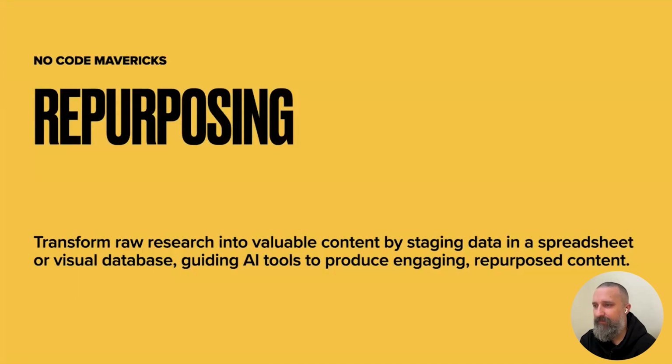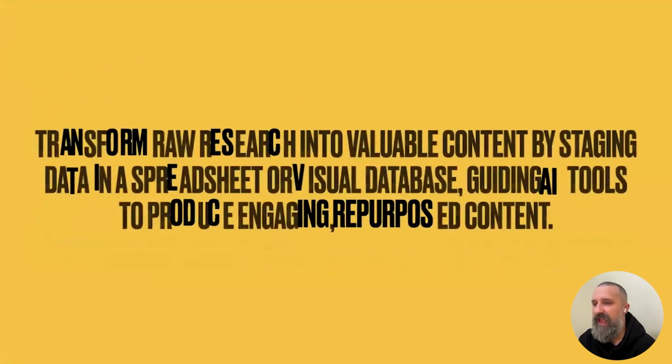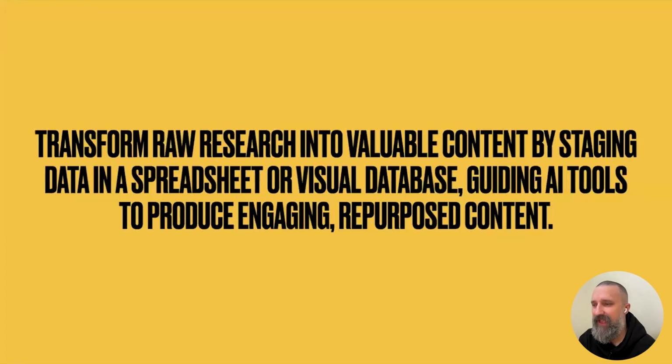Okay, next phase, repurposing. We can transform raw research into valuable content by staging data in a spreadsheet or a visual database, and we can have AI tools repurpose the content for use in different areas. We don't need to store the data in a spreadsheet. We don't need to store the data in a visual database like Airtable, for example, that we'll cover later.